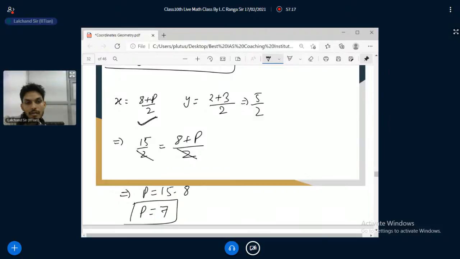Are you getting this? This parallelogram question is asked several times in the CBSE examination. Okay.